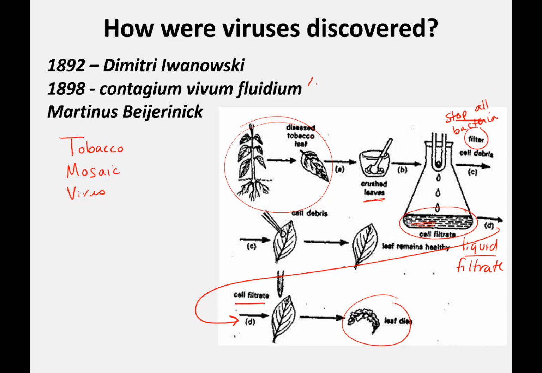They called it contagium vivum fluidium, which means a contagious living fluid. So they didn't yet know that viruses were these little particles. All they knew is that they were much smaller than anything that would be held back by the filter, and it made this liquid infectious. So they started working with viruses this way. And it wasn't really until the invention of the electron microscope that we could start to see viruses.